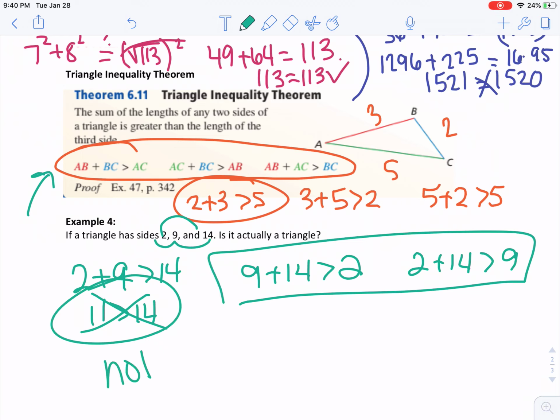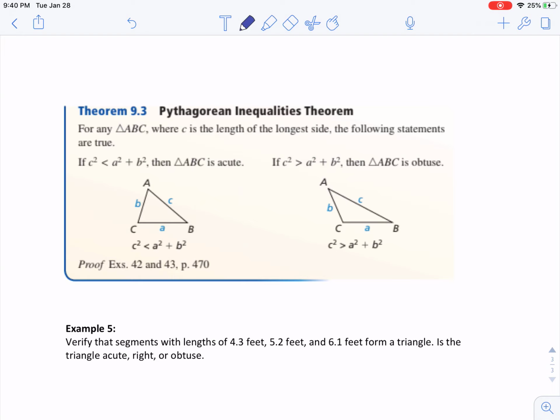So then we're going to take that a step further, and we're going to say, okay, when you work this out, we've decided that if a squared plus b squared equals c squared, that means you have a right triangle. That's what the Pythagorean theorem says. Okay? So what happens if a squared plus b squared doesn't equal c squared? Then what triangle do you have?